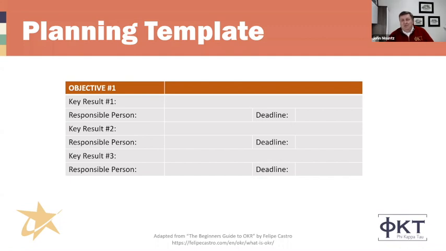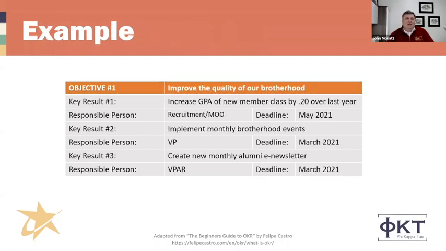So let's share an example with you now. So let's say your objective is you want to improve the quality of your brotherhood. That's a laudable goal. Many chapters want to improve the quality of their brotherhood. But then you need to spend some time figuring out what are the key results that would prove to you that when finished, you have improved your brotherhood.